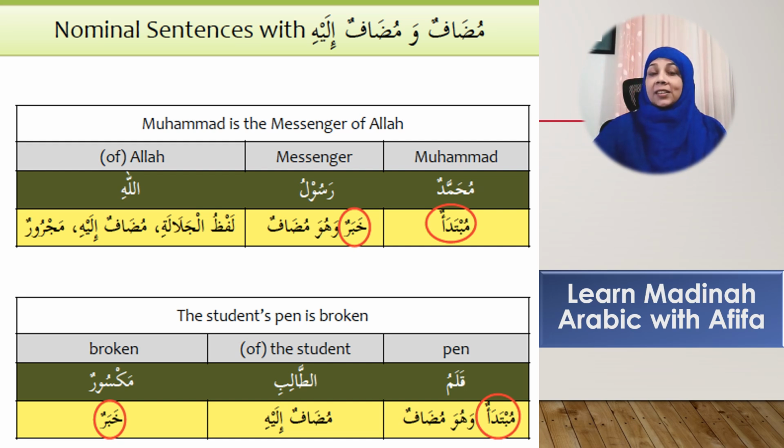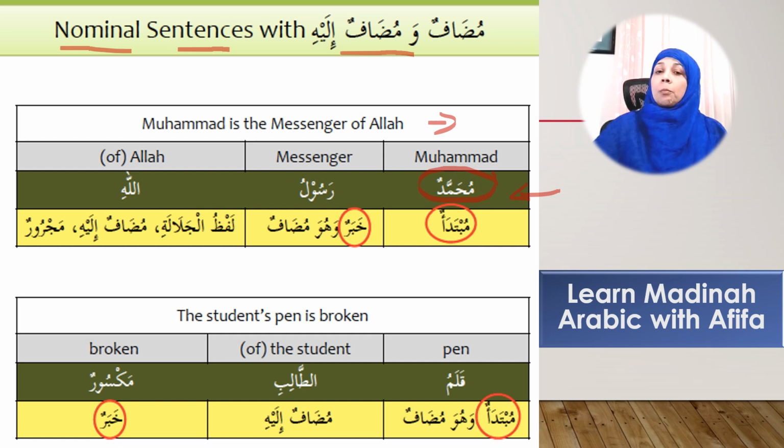You'll be surprised that you're now able to understand simple nominal sentences with the Mudaf and Mudaf ilayhi construction. For example, the sentence Muhammadun Rasulullahi. It means Muhammad is the messenger of Allah. Here, let's analyze it word by word. So Muhammadun is the mubtada, the subject of the sentence. Right? And what is the khabar? What is the news? The news is that he is the messenger of Allah.